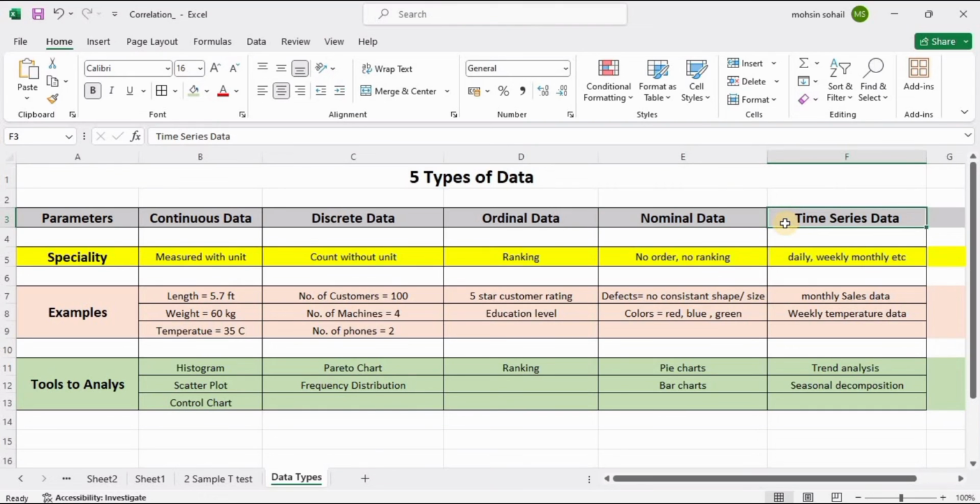Fifth type of data is time series data. In this data, we take observations at successive points in time. So time matters in this data, like data collected on a monthly, weekly, or daily basis. For example, sales data collected monthly or weekly temperature readings, etc. So this is all about data that we encounter in the measure phase of Lean Six Sigma.